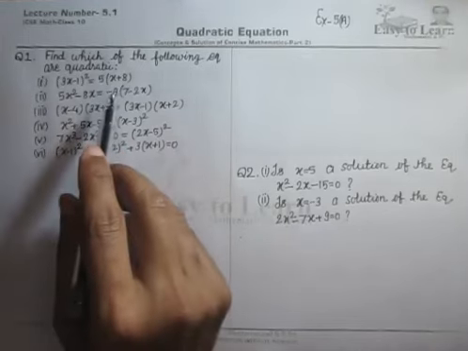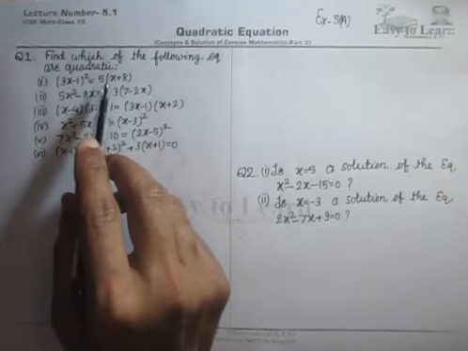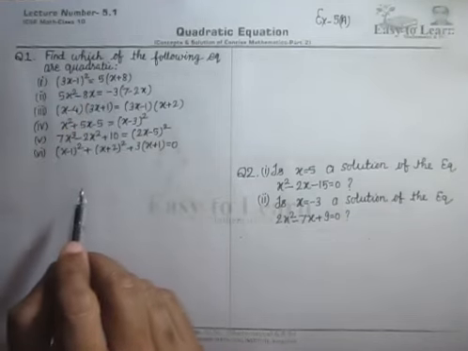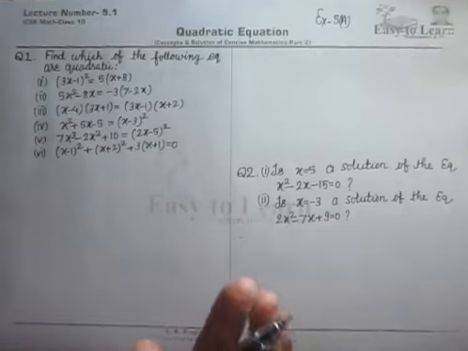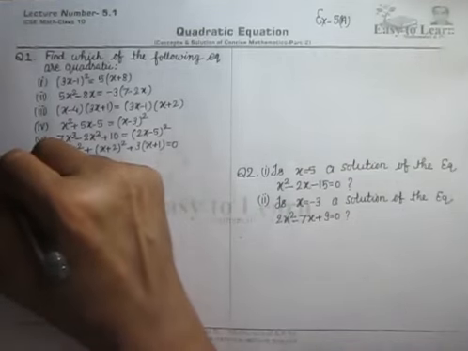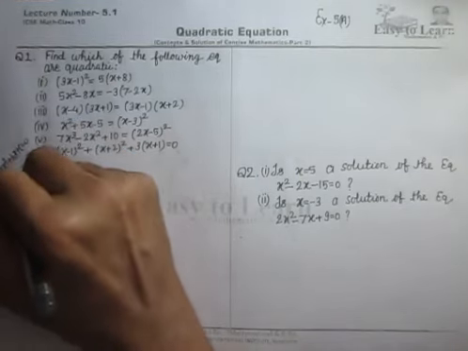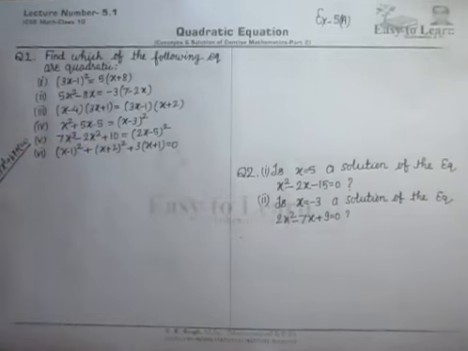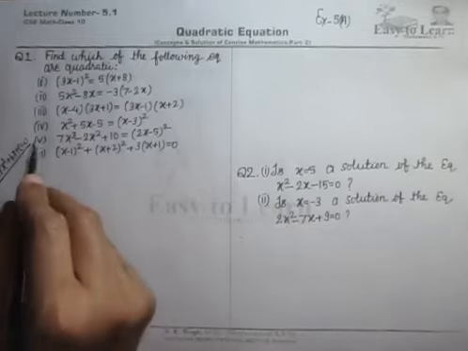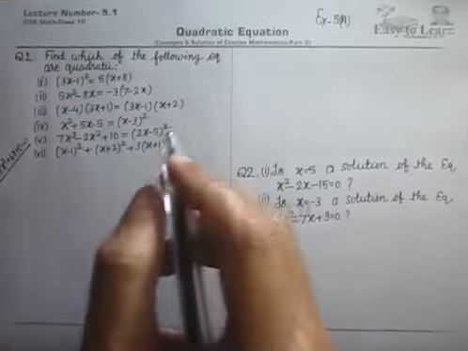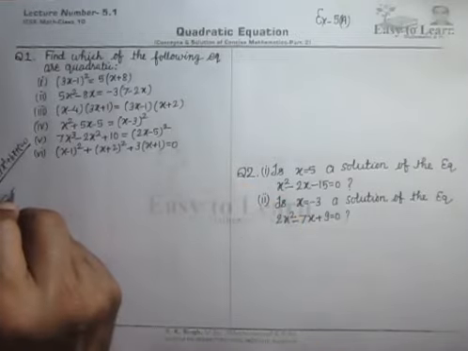So for a quadratic equation, these equations must be arranged in ax square plus bx plus c equal to 0 form. Clear? If it is possible to arrange the equation in this form, ax square plus bx plus c equal to 0, then the equation will be quadratic. Otherwise it is not a quadratic equation. So let me solve one or two questions. So let us solve question number 4 or question number 3.